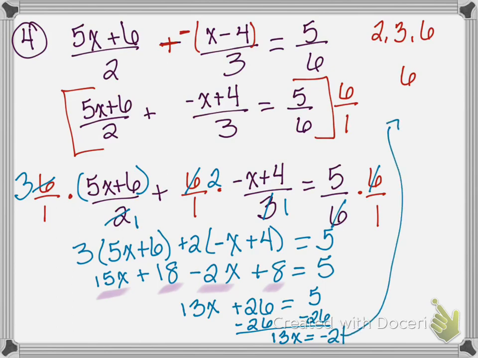And that's a little bit icky. Don't you agree? And it stays icky, but that's okay. Now I divide both sides by 13. And my final answer here is x equals negative 21 over 13.